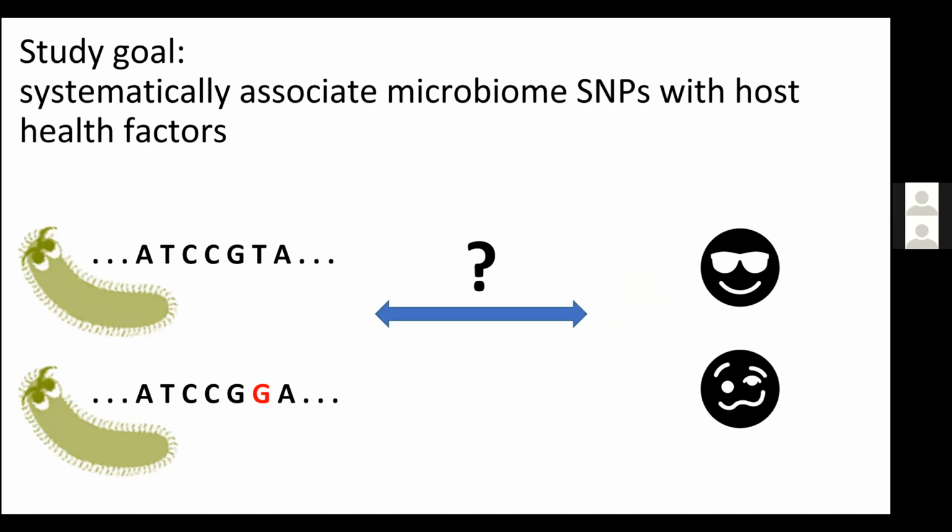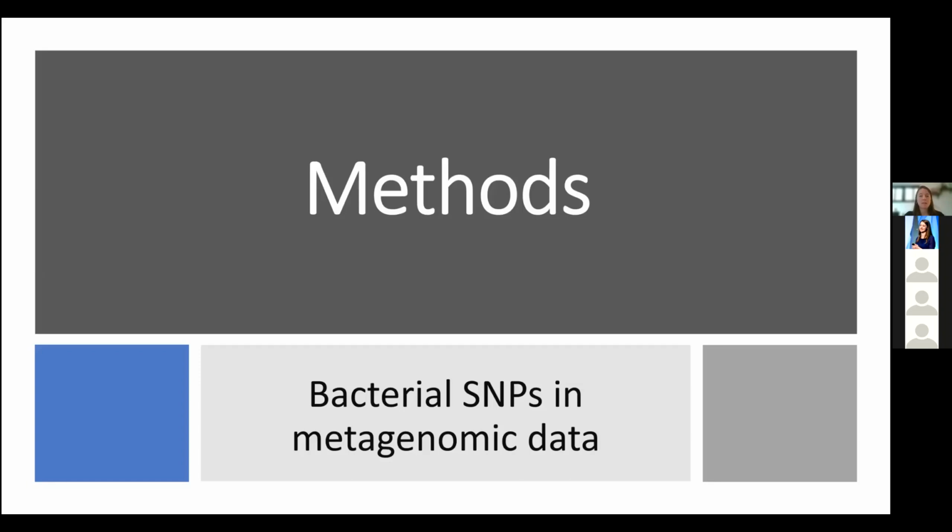So this is what we wanted to test. We wanted to systematically associate single nucleotide polymorphisms in bacteria of the gut microbiome with different health factors of the host. Do these small SNPs have anything to do with the lifestyle or the health of the host? How do we do that?